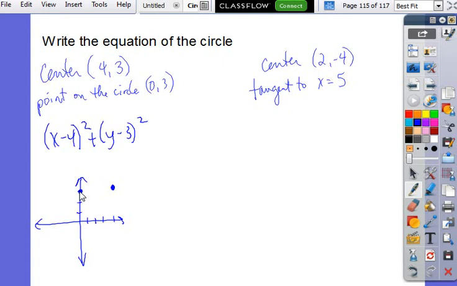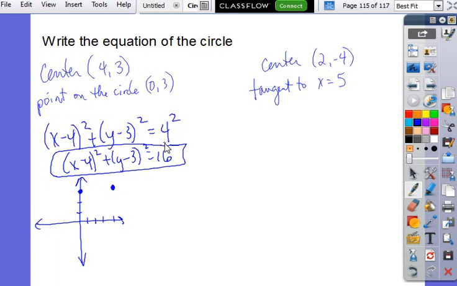1, 2, 3, 4. They're 4 spaces away, so the radius is 4. Put in 4 squared. It's easy. Now, I'm going to go ahead and finish that off by saying x minus 4 squared plus y minus 3 squared equals 16. And there's my equation.